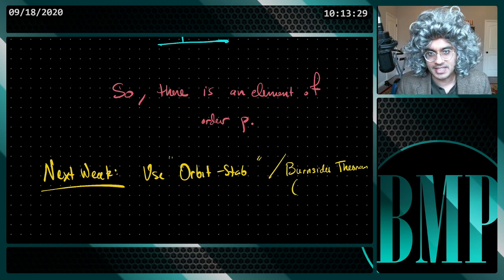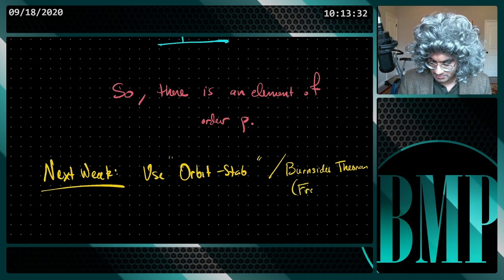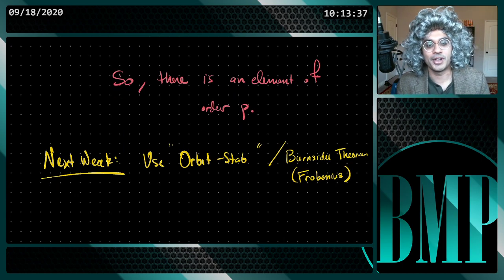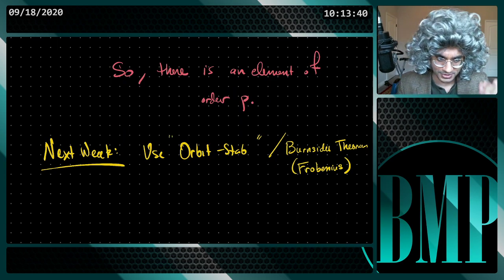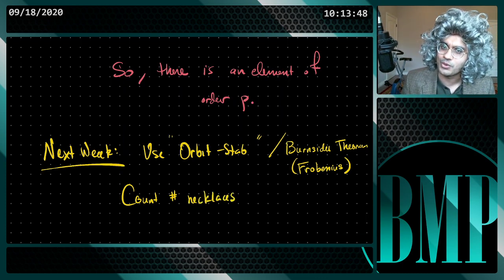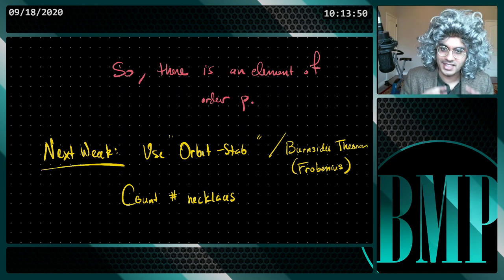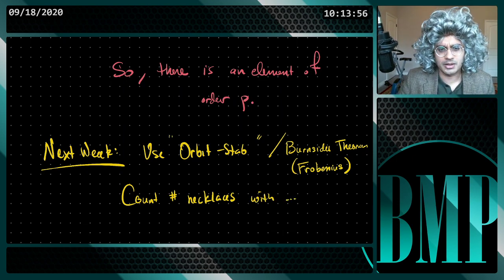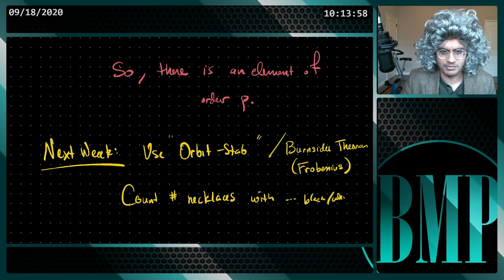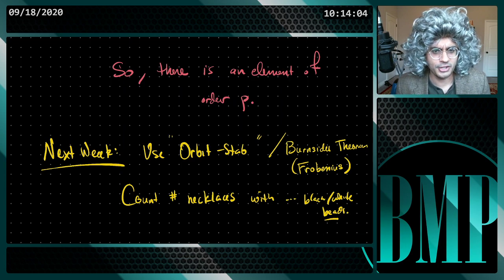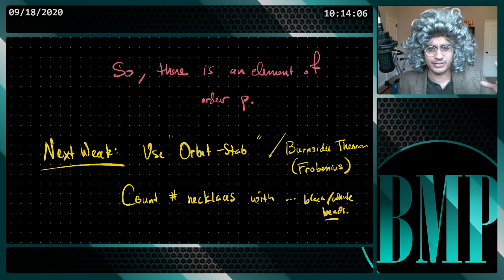But Burnside's theorem is actually due to a famous mathematician named Frobenius. Burnside's theorem, due to Frobenius, will allow us to do counting problems, like count the number of necklaces that are black and white beads. That one problem I showed you on Monday. Count the number of necklaces with black and white beads, or count the number of ways to color the corners of a cube. If you do this and this.